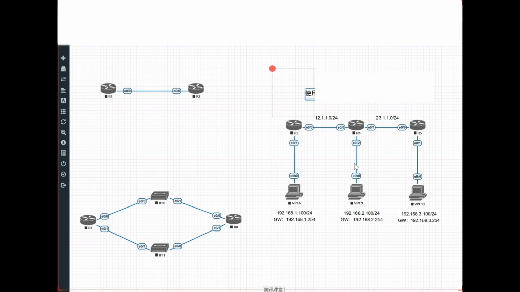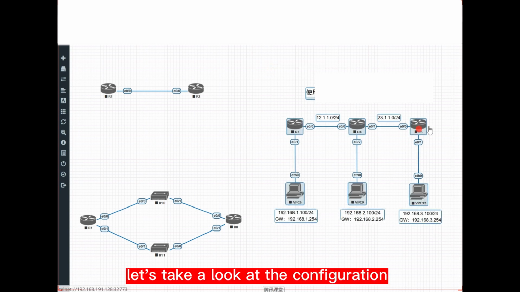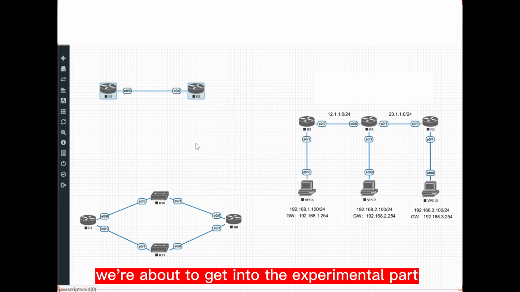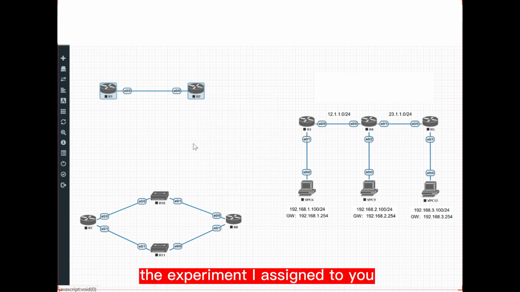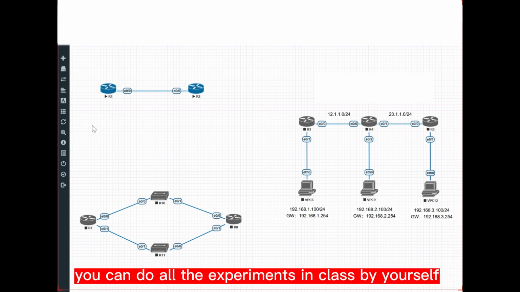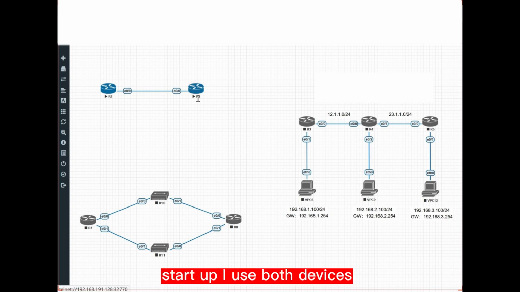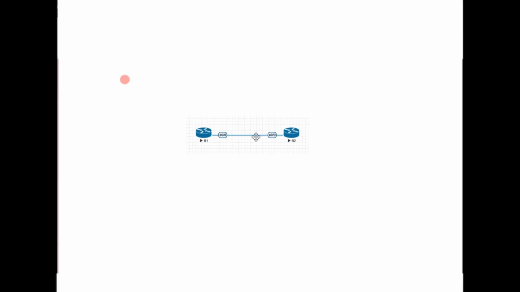Let's move on and take a look at the configuration of static routing. We're about to get into the experimental part. The experiment I assigned to you is the one in the lower right corner. You can do all the experiments in class by yourself after class. We turn the device on and start up. I use both devices to do a little experiment. I'll take a screenshot of it now and put it in the picture to explain.